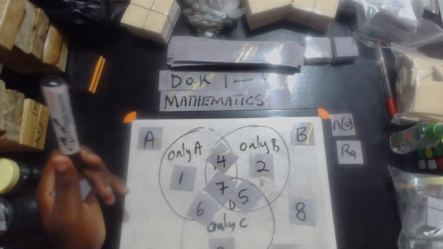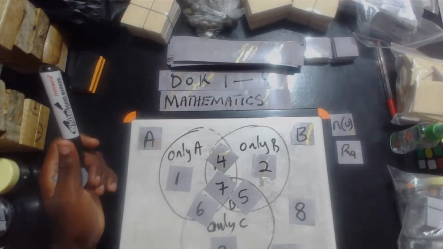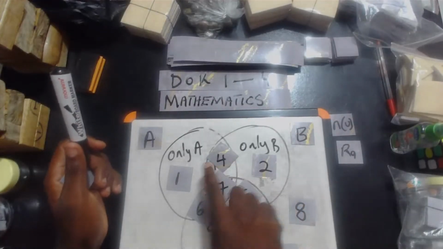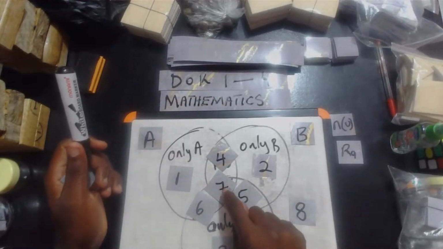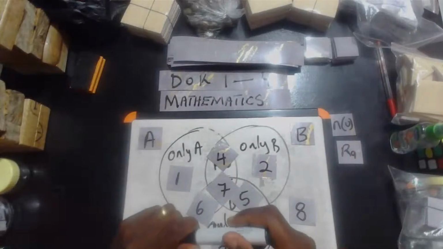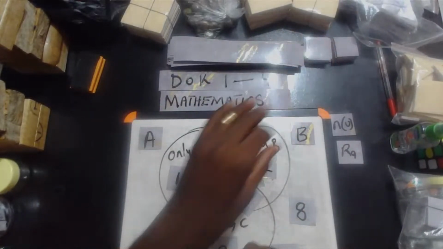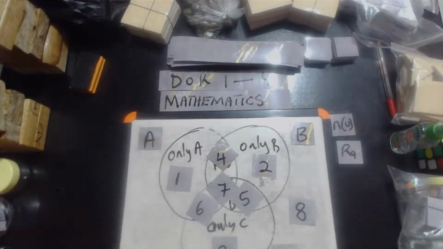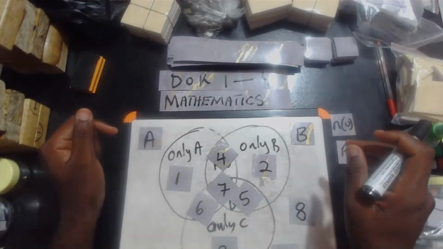You can see it is only A, only B, only C. And then we have A intersection B only, B intersection C only, and A intersection C only. And then we have all three intersecting, A intersection B intersection C. So these are the regions in question. This is our level 1 question.